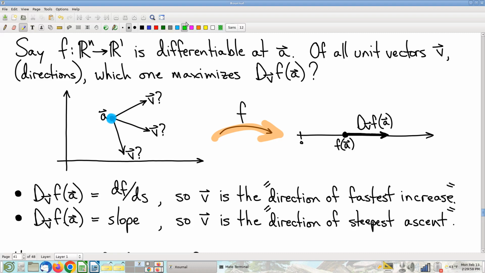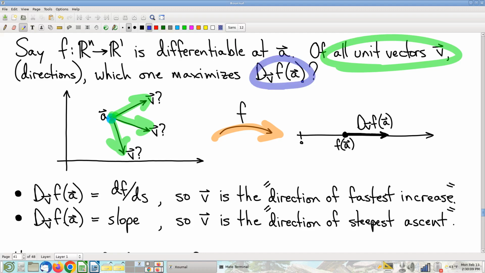So, of all possible directions that I might go, I want to know which one of these maximizes the directional derivative. Right? Which of these green unit vectors is going to make the resulting directional derivative as large as possible? Natural question to ask, right? Everybody okay with the question? I'm cold, I want to warm up as fast as I can.